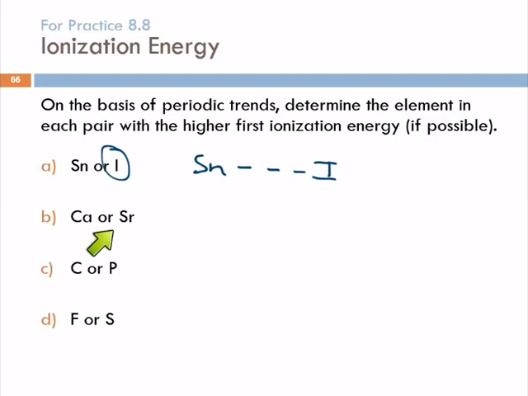So let's look at calcium and strontium. Calcium is above strontium in the periodic table, directly above. So here's calcium and here's strontium. We're looking for higher first ionization energy. So we're looking for the smaller atom. Which one's smaller? Calcium. Carbon or phosphorus? Here's carbon, here's phosphorus. They're diagonal.